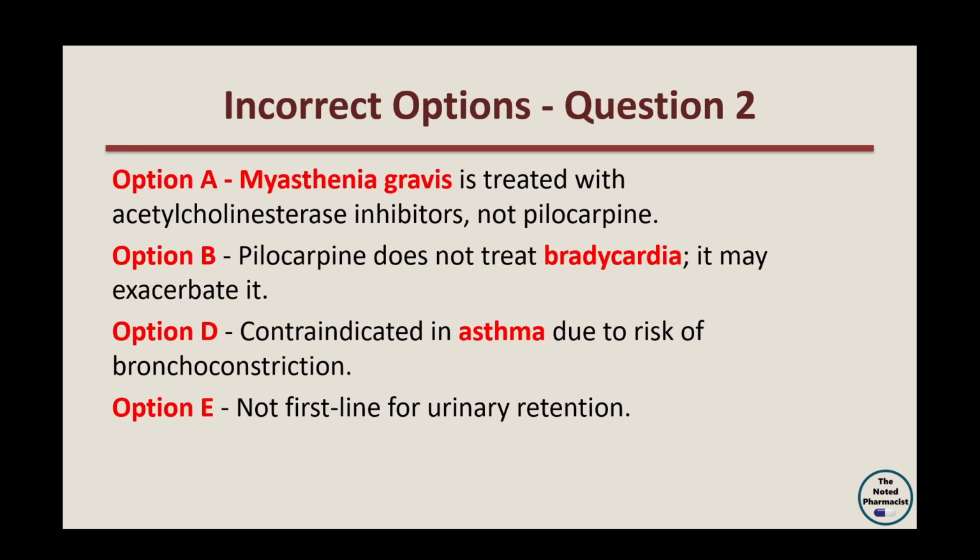Option A is incorrect because myasthenia gravis is treated with acetylcholinesterase inhibitors, not muscarinic agonists like pilocarpine. Option B is incorrect because pilocarpine does not have a role in treating bradycardia and may worsen it by increasing vagal tone. Option D is incorrect because pilocarpine can exacerbate bronchoconstriction and is contraindicated in asthma. Option E is incorrect because pilocarpine is not a first-line treatment for urinary retention.